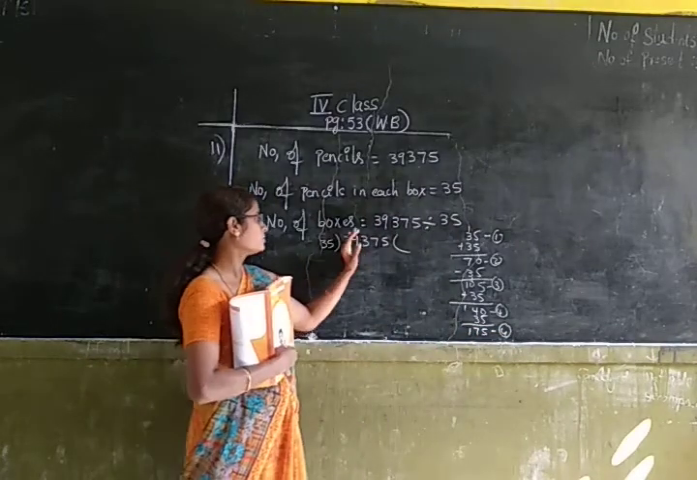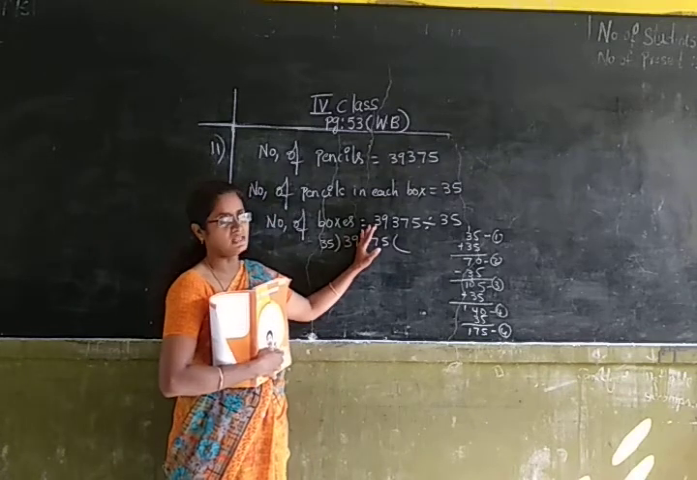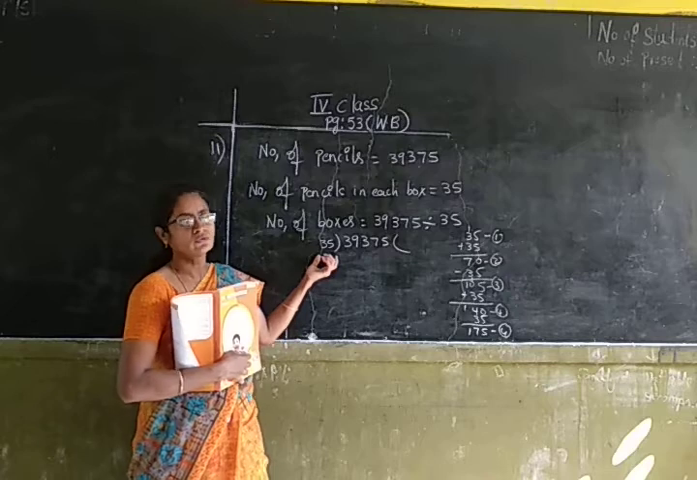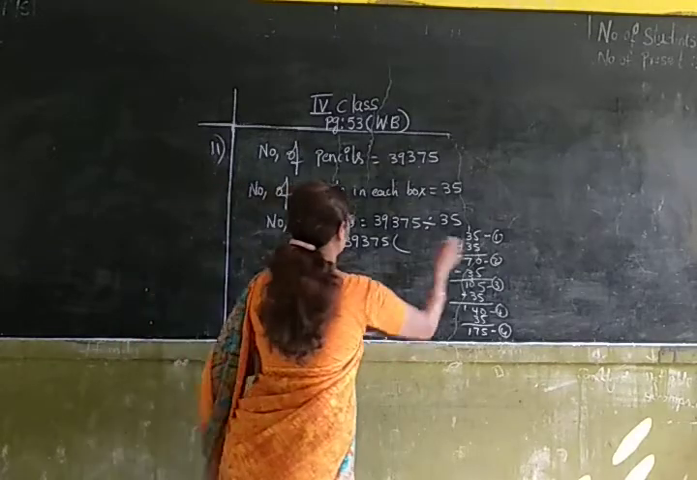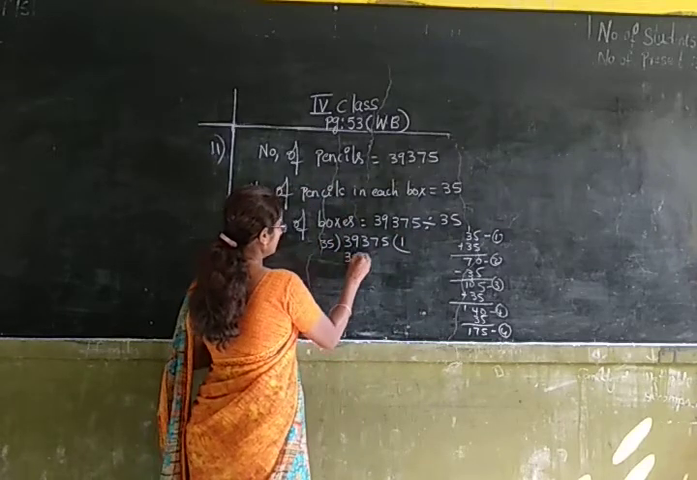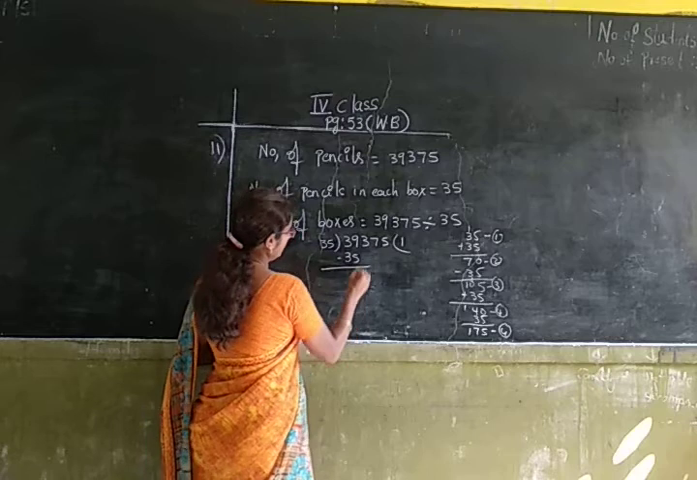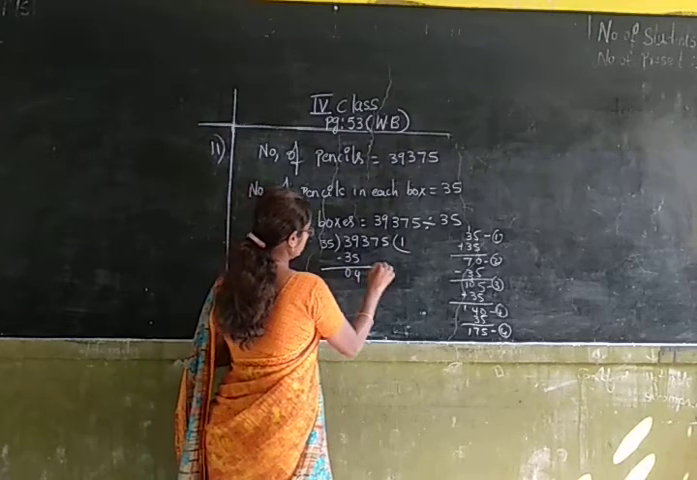So how many digits you have to take? You have to take 2 digits. 39 is bigger than 35. How many times 35 goes in 39? One time. 35 goes in 39 one time. So 35 ones are 35. 9 minus 5 is 4. 3 minus 3 is 0.